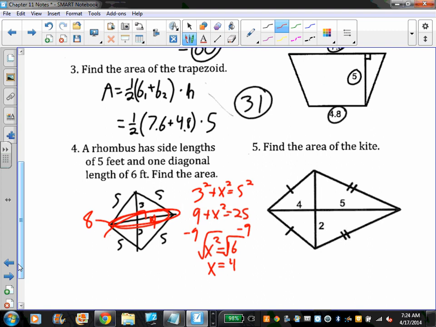So then we know both diagonals' lengths, and we can use the area formula for a rhombus. 1/2 times d1 times d2, which means that we'll have 1/2 times 6 times 8. 6 times 8 is 48, and half of 48 is 24. And we do have units in this problem, which are feet, so it's going to be 24 feet squared.